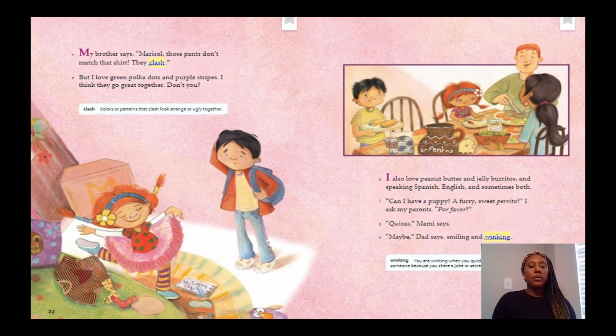My brother says, Marisol, those pants don't match that shirt. They clash. But I love green polka dots and purple stripes. I think they go great together. Don't you? I also love peanut butter and jelly burritos and speaking Spanish, English, and sometimes both. Can I have a puppy? A furry sweet perrito? I asked my parents. Por favor? Quizás, Mommy says. Maybe, Dad says, smiling and winking.